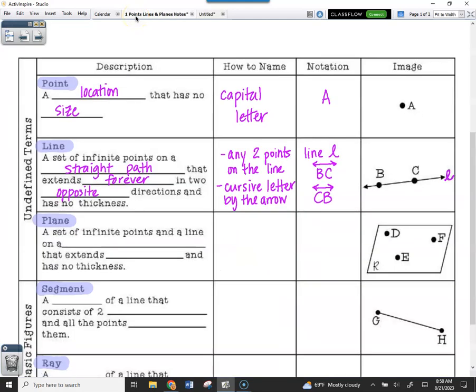Okay, next is plane. That is a set of infinite points and a line on a flat surface that extends forever and has no thickness. A set of infinite points on a line and a line on a flat surface that extends and has no thickness.